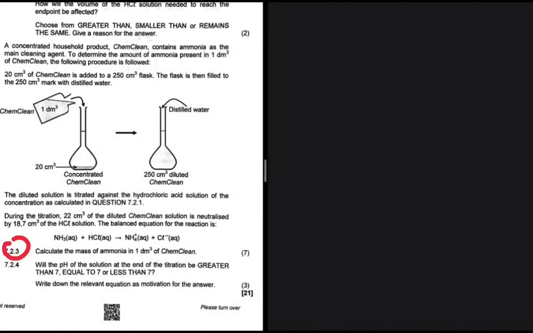Calculate the mass of ammonia in 1 decimeter cube of ChemClean. So the question statement is saying that a concentrated household product, ChemClean, contains ammonia as the main cleaning agent. To determine the amount of ammonia present in 1 decimeter cube of ChemClean, the following procedure is followed. 20 centimeter cube of ChemClean is added to a 250 centimeter cube flask, then filled to the 250 centimeter cube mark with water, right, as we can see demonstrated there.